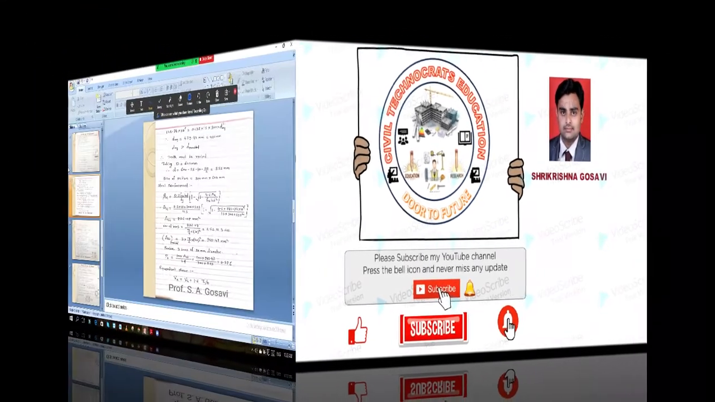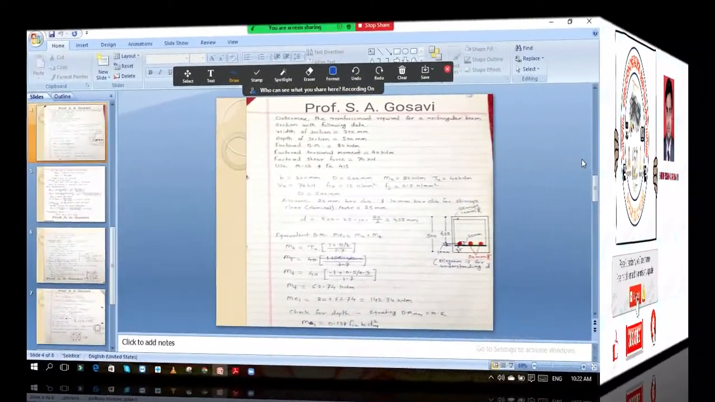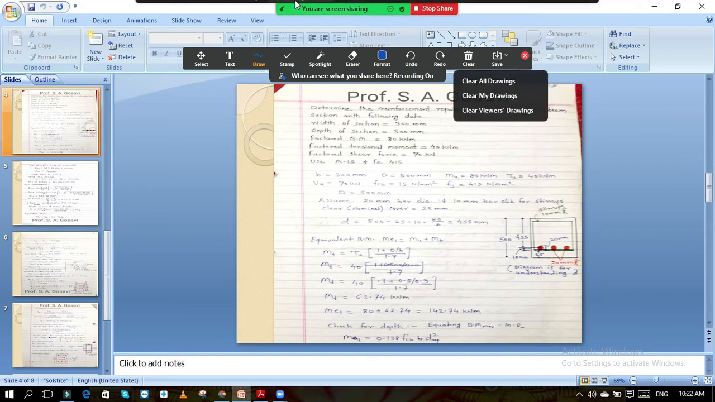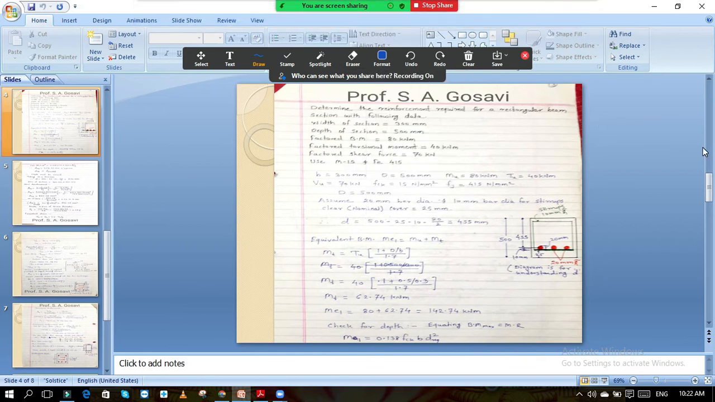So in that, what was our numerical? Our problem was that reinforced. We have to determine the reinforcement requirement for a rectangular beam. The width of beam was given to us. The width of beam was 300 mm, and the depth of section was 500 mm.